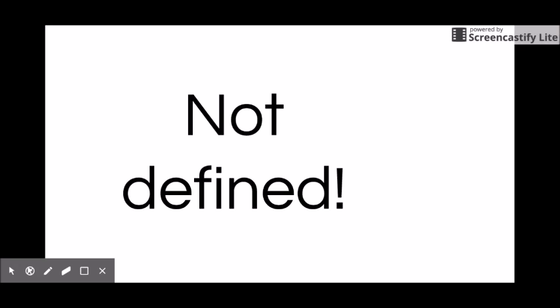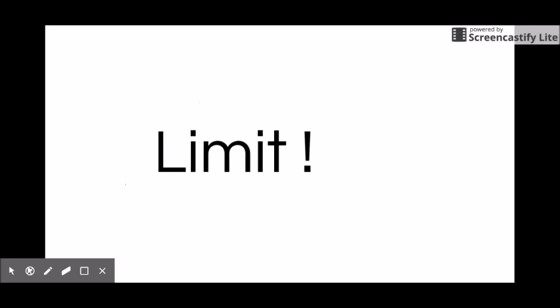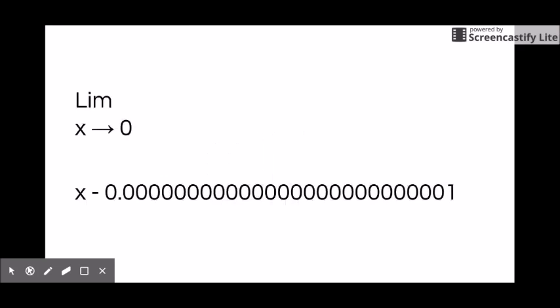So that's when we turn to the help of limits. What's a limit? When I say limit x tending to 2, I mean the value of x is going as close to 2 as possible. So when I say x tending to 0, x is not 0. It's 0.00000 something. It's not 0, but it's very close to 0.